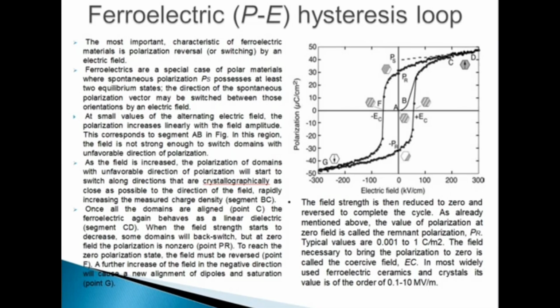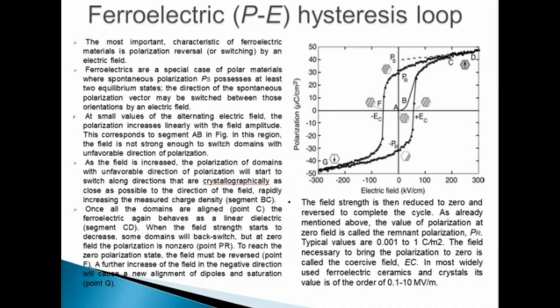The most important characteristic of ferroelectric material is polarization reversal, or switching, by an electric field. Ferroelectrics are a special type of polar materials where spontaneous polarization possesses at least two equilibrium states. That is, the direction of the spontaneous polarization vector may be switched between those orientations by an electric field.